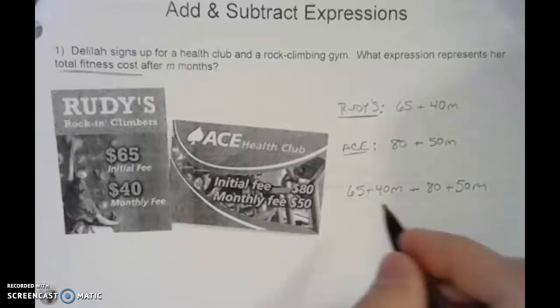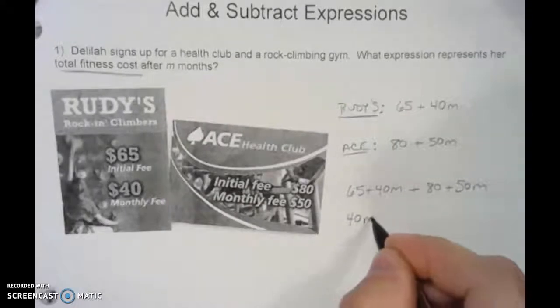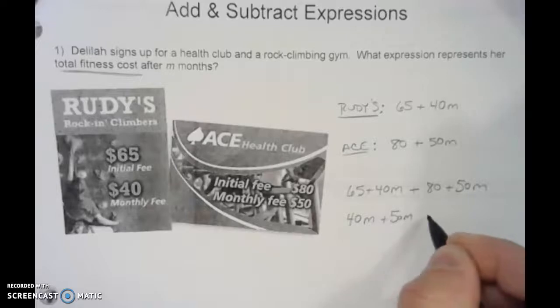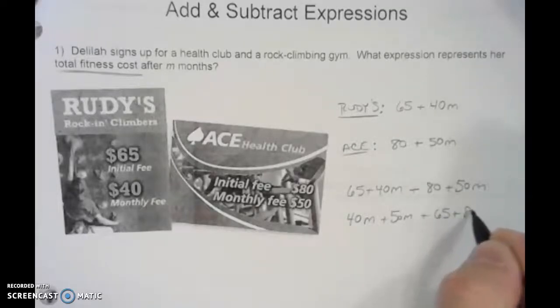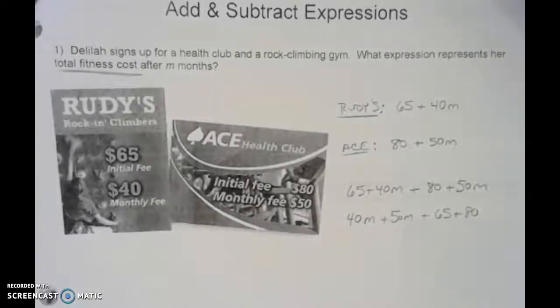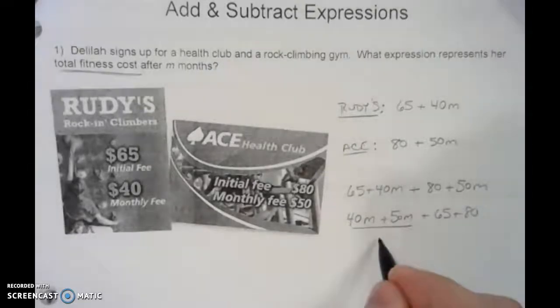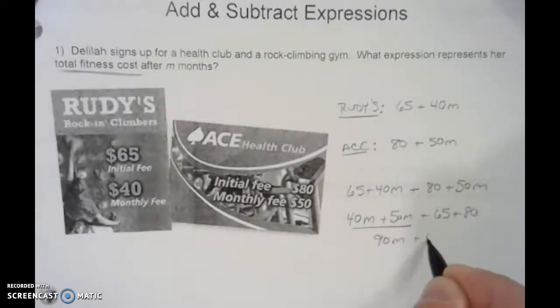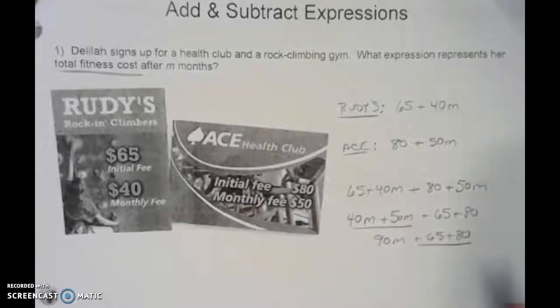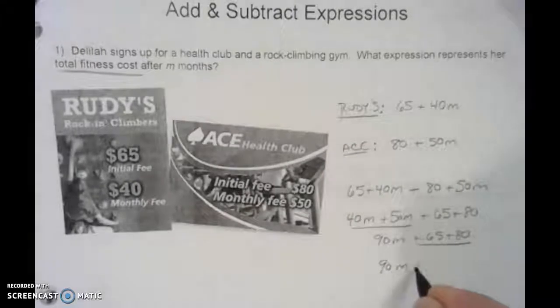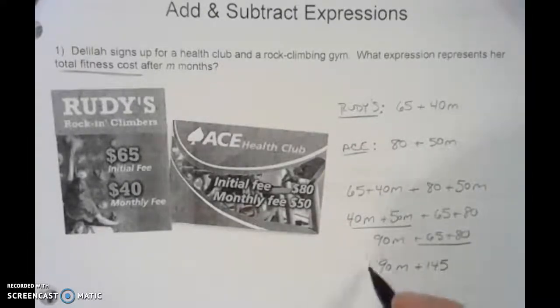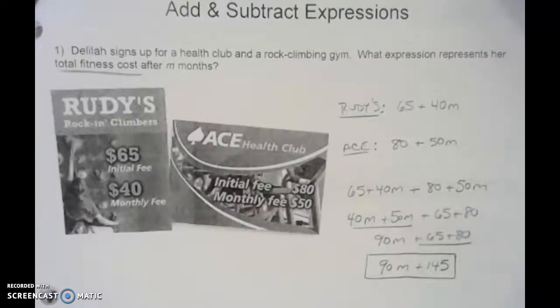I'm going to rearrange my terms. I like my variable terms first, 40M plus 50M plus my constant 65 plus 80. And now I'll combine my similar terms. 40M plus 50M is 90M plus 65 plus 80. And then when I combine the initial fees, the constants, I'm going to have 90M plus 145. And so this expression right here represents Delilah's total monthly cost after M months, 90M plus 145.